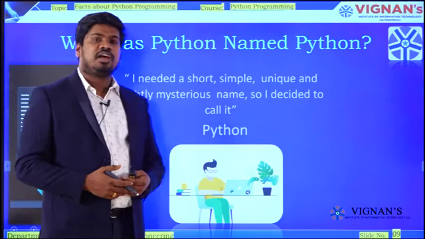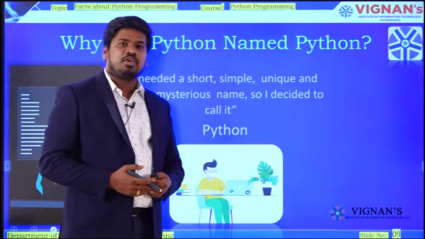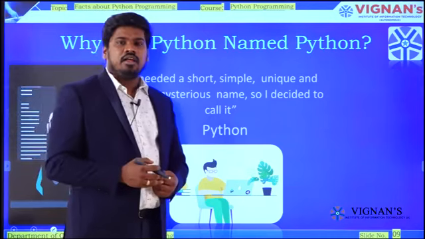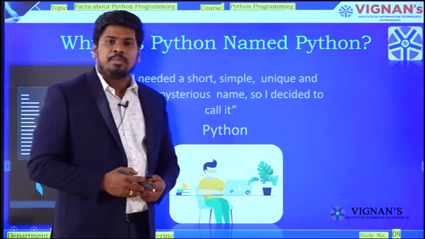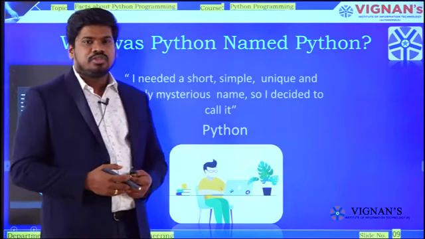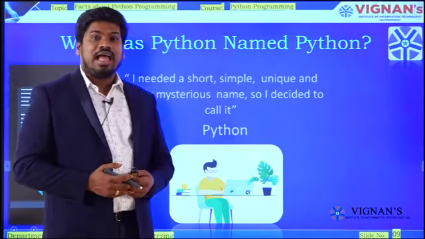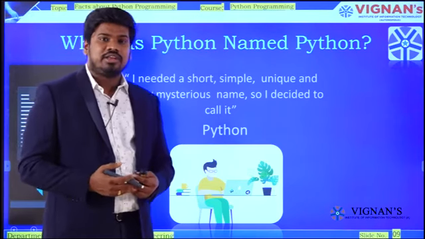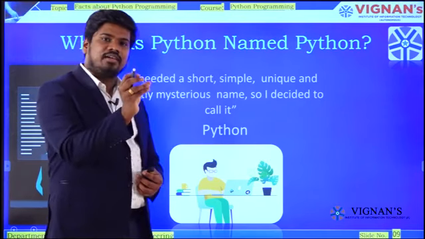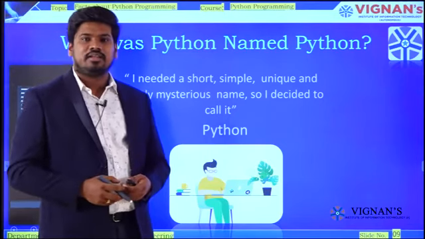But there is one more important reason why he named it Python. While developing Python in 1991, I think, there was a popular comedy show on a BBC channel, Monty Python's Flying Circus. During development, he was inspired by that comedy show. That's why, as a tribute, and because the name is also unique, he picked up the word Python from that comedy show and named this language Python.